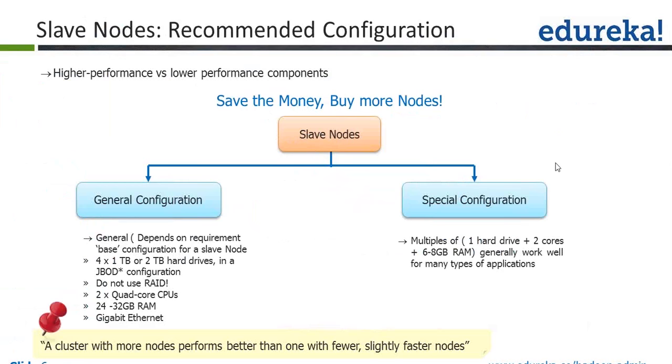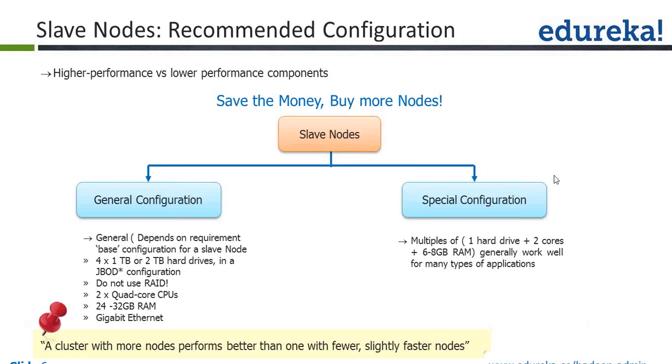A couple more questions are coming in. How does read-write happen in JBOD? JBOD is nothing but multiple disks. It writes only one time onto the JBOD disk. Parallel processing is enabled. Thanks, Samir. I think Samir and Vicky are saying that RAID is used for name nodes. Yes, Vicky, RAID is used for the name node, that's right.